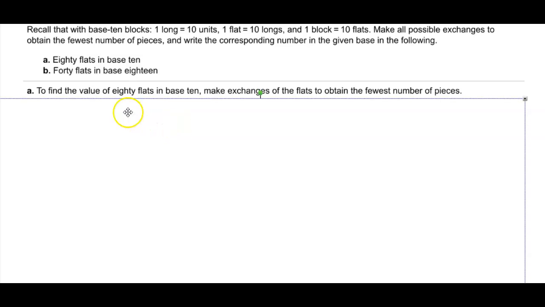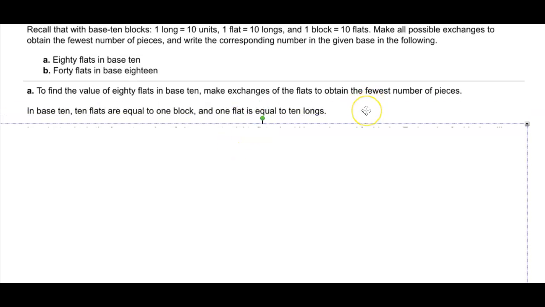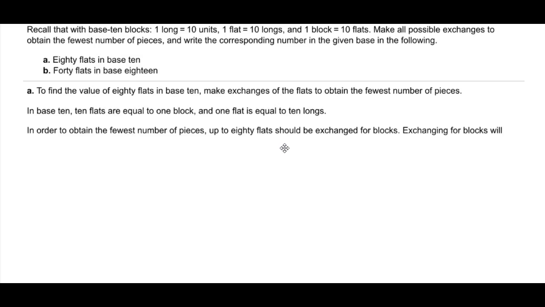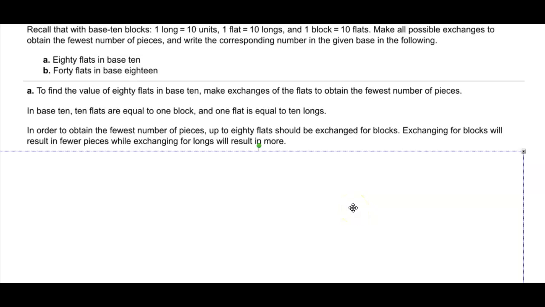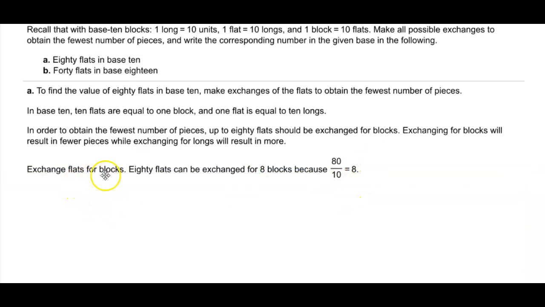Now, to find the value of 80 flats in base 10, we make exchanges of the flats to obtain the fewest number of pieces. So in base 10, 10 flats are equal to 1 block, and 1 flat is equal to 10 longs. So in order to obtain the fewest number of pieces, up to 80 flats should be exchanged for blocks. Now, exchanging for blocks will result in fewer pieces, while exchanging for longs will result in more. So, exchange flats for blocks.